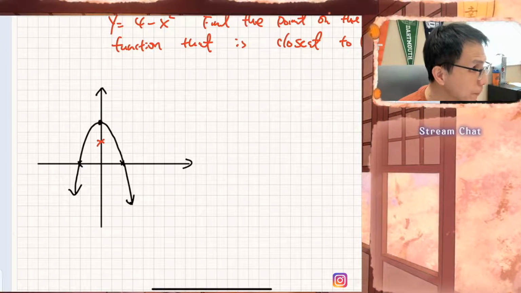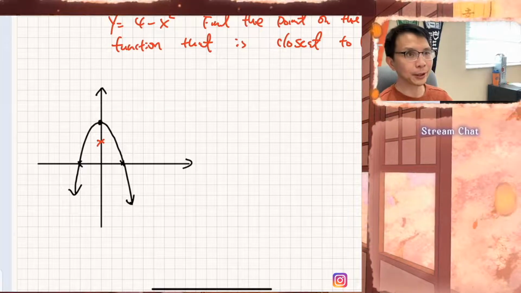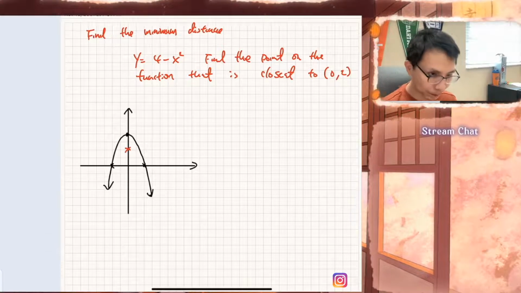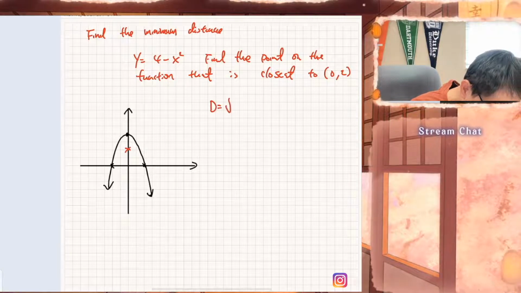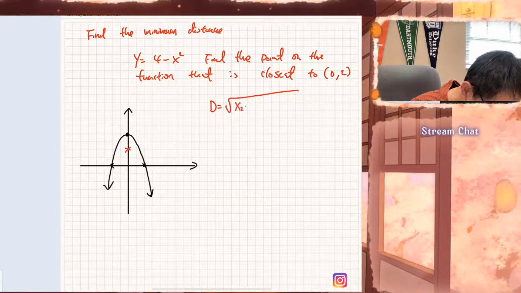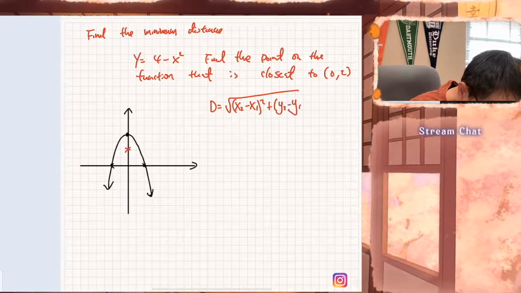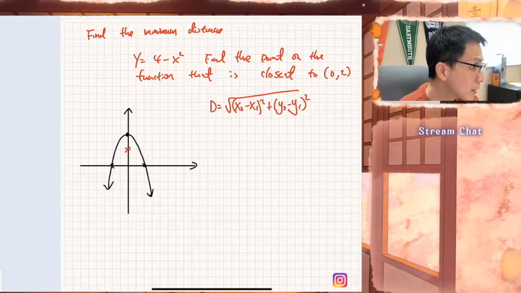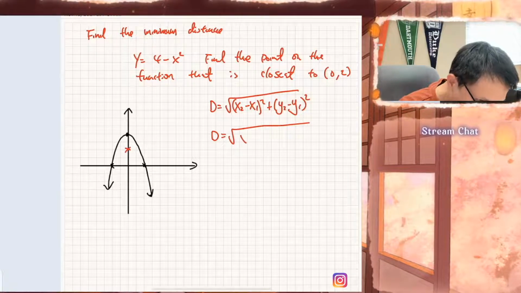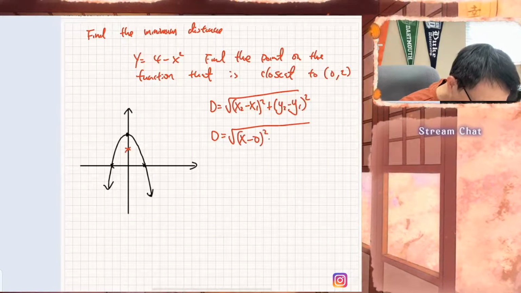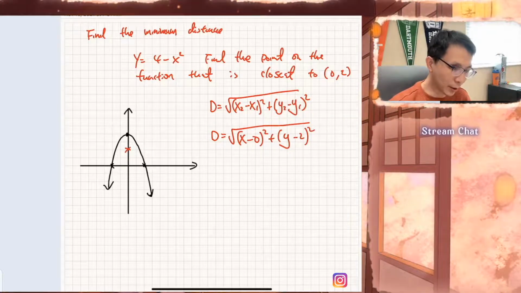Okay, well let's talk about it. What kind of formula do I need to use if I want to find the shortest distance? Distance formula, good. So let's write down the distance formula: d equals the square root of (x2 minus x1) squared plus (y2 minus y1) squared. Now, the distance to which point? Obviously to (0, 2), right? So we're going to say (x minus 0) squared plus (y minus 2) squared. Does that make sense? Because that is the distance.